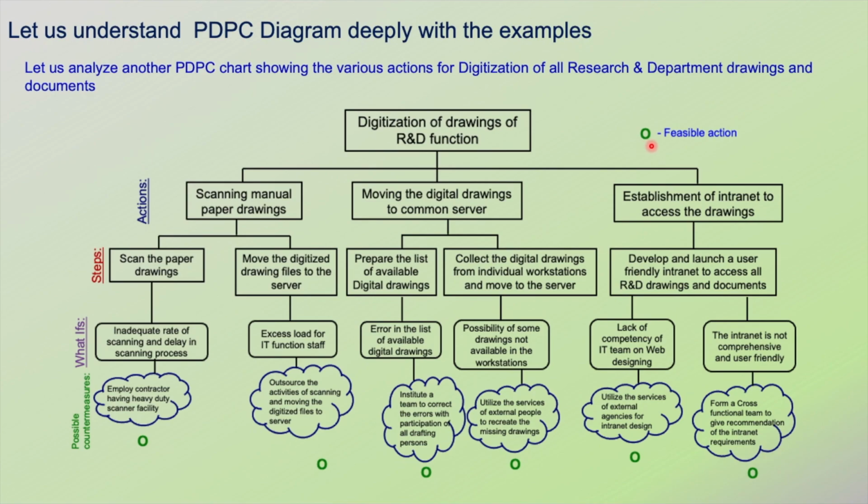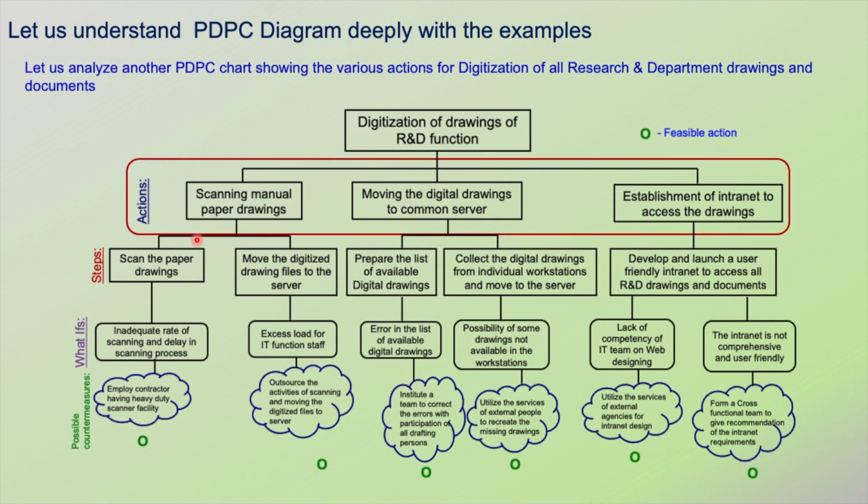So what are all the feasible actions? They are given in green color circle. So what are all the actions? Scanning manual and paper drawings, moving the digital drawings to common server, establishment of intranet to access the drawings. These are all the actions.